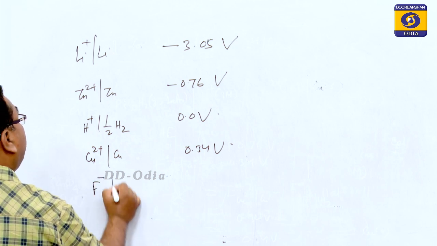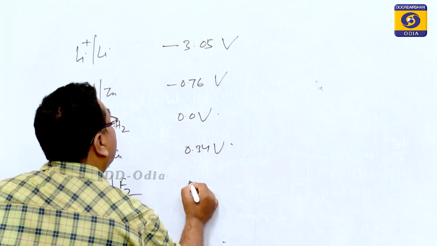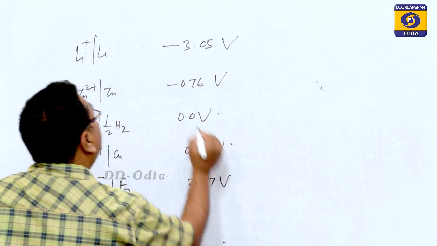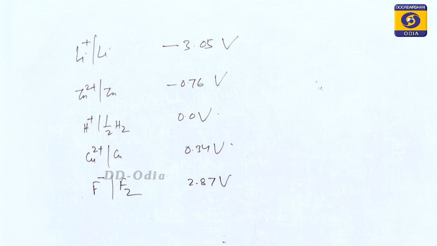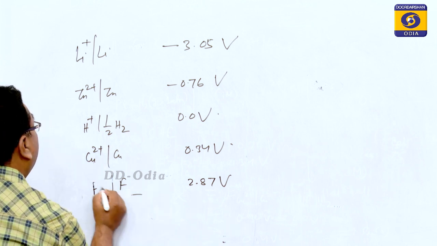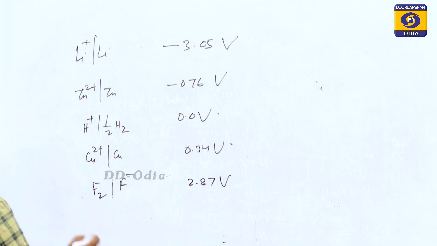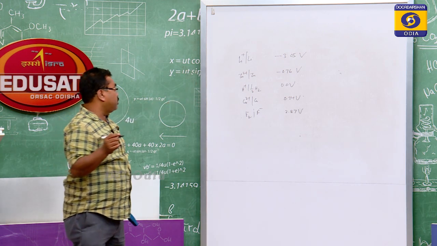This is F2 going to F minus, and its value will be 2.87 volt. So, this is the lowest value of reduction potential, and this is the highest value of reduction potential. This is in fact F2 to F minus. This is known as the electrochemical series. From this we can know the standard electrode potentials. All these values have been found out using the standard hydrogen electrode.